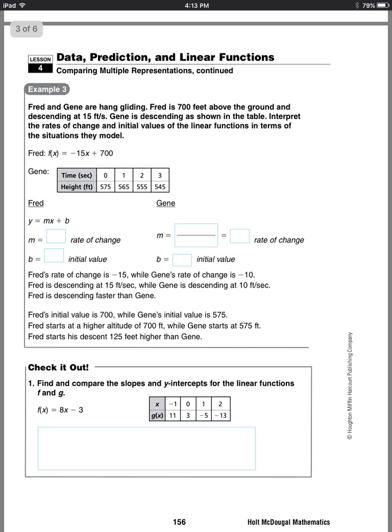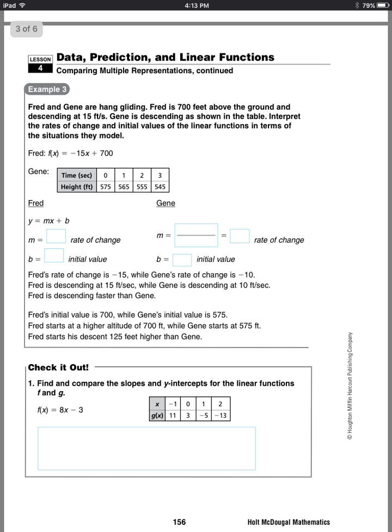Fred and Jean are hang gliding. Those are probably old men. Fred is 700 feet above the ground and descending at 15 feet per second. Jean is descending as shown in the table. Interpret the rates of change and initial values of linear functions in terms of the situations they model. Alright, that sounds simple enough.